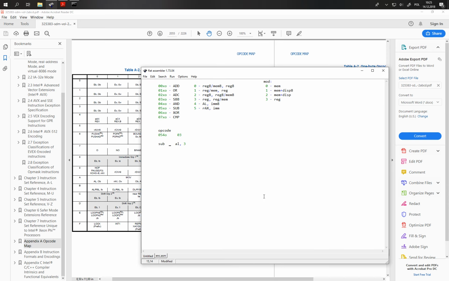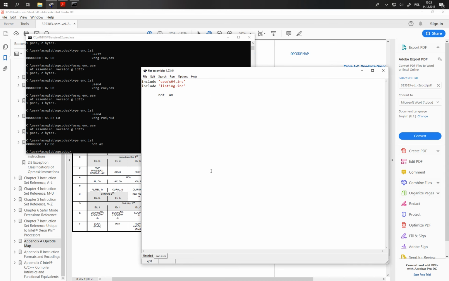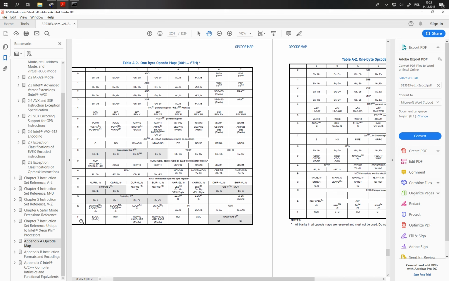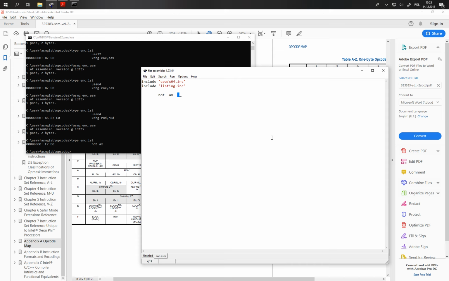Oh, and another thing I did not mention is how mod_rm works when you have a single operand instruction. Something like not with a single operand. Let's look it up. F7. This is a unary group 3. In this kind of instruction, the second byte is a standard mod_rm byte, but one of the fields, instead of indexing a register, indexes a group of instructions.